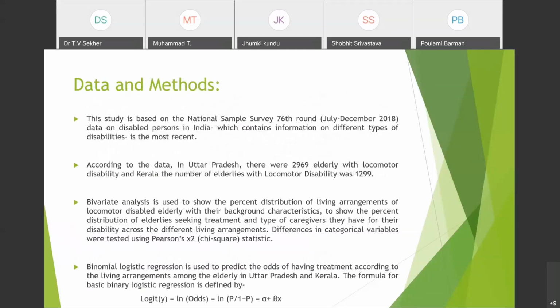This study is based on the National Sample Survey 76th round data on disabled persons in India, which is the most recent one. We have used bivariate analysis to show the percentage distribution of living arrangement, and the percentage distribution of elderly seeking treatment and type of caregivers they have for their disability across the different living arrangements. Also, binomial logistic regression is used to predict the odds of having treatment according to the living arrangements across the states.